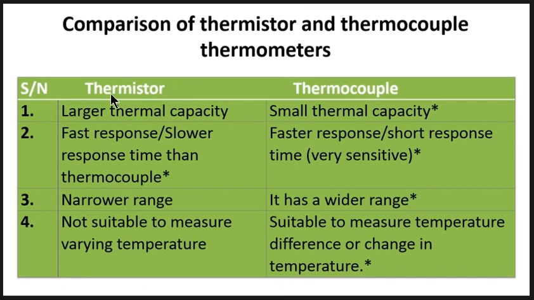Number one, the thermistor has a larger thermal capacity. Of course, that's a disadvantage over the thermocouple, because the thermocouple has a small thermal capacity, meaning you need only a little heat supply before it takes its reading. So it is sensitive to heat supply. But for the thermistor, you need a larger heat supply before it becomes sensitive, which gives it a larger thermal capacity.